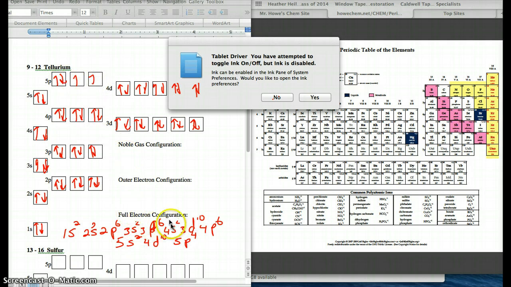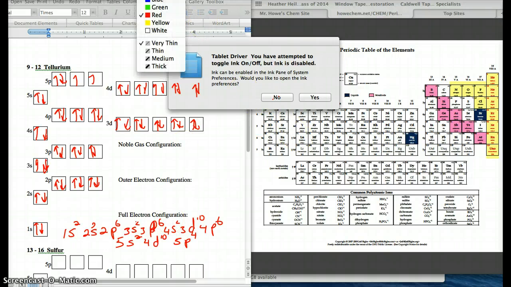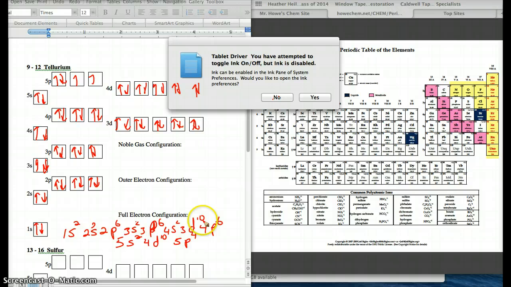Okay, the outer shell is just the highest energy levels. So we're going to go up here and change colors, and I'll underline the highest energy levels. Okay, so the highest energy level was the 5th energy level right here. But it shows up twice. So the 5th energy level shows up as 5s and 5p. So the outer shell would be 5s2 and 5p4. So only the highest coefficient goes in the outer shell configuration.